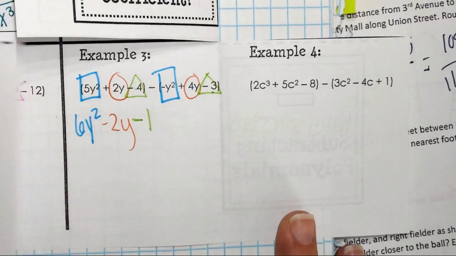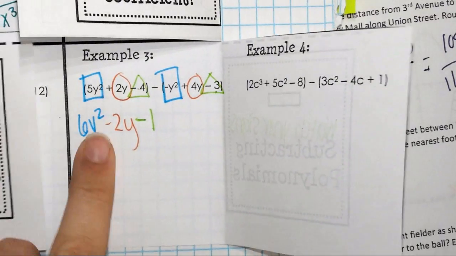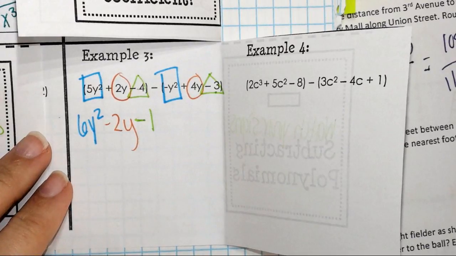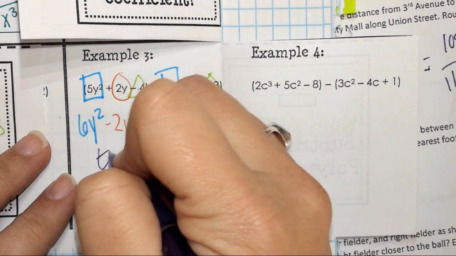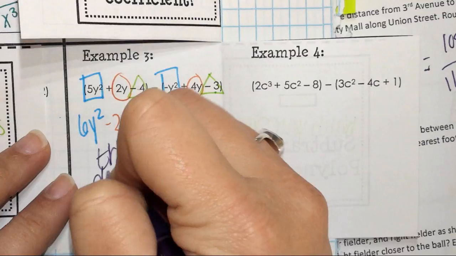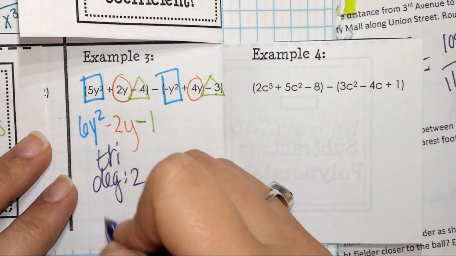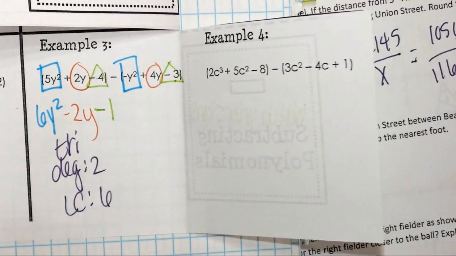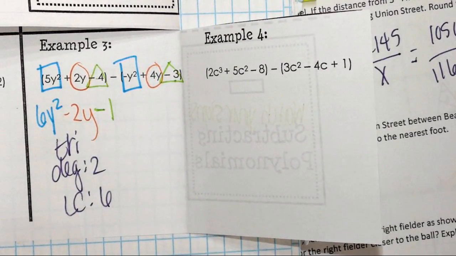All right, let's look at example 4, and then I'm going to give you your homework. Well, first tell me what type of polynomial example 3 was. Trinomial. Okay, what was our degree? And what was our leading coefficient? Good, take a point. All right, see if you can get example 4 without me. Tell me what type of polynomial it is, the degree, and the leading coefficient as well, please.